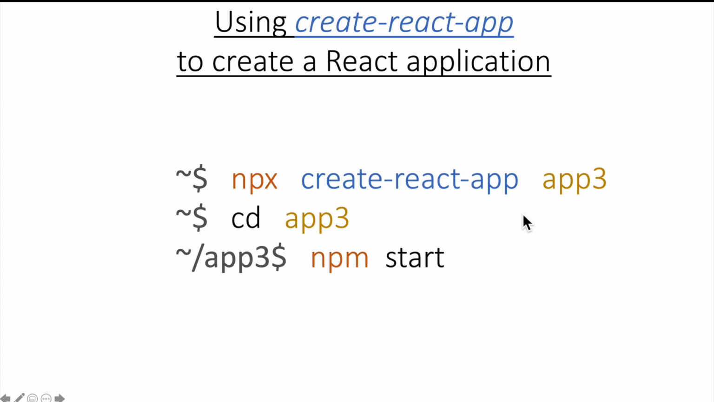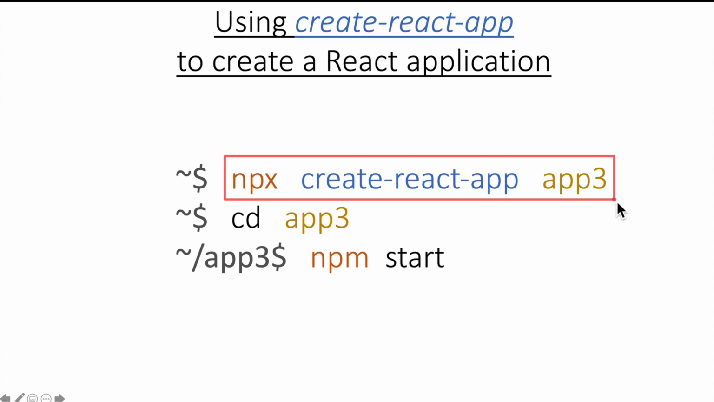Let us discuss how to build function components. To do the examples that we are going to discuss, we are going to need a React application that has been created using the create React app. And if you already have such an application, use that or run this command npx create React app followed by the name of the application. I am using app3 over here.